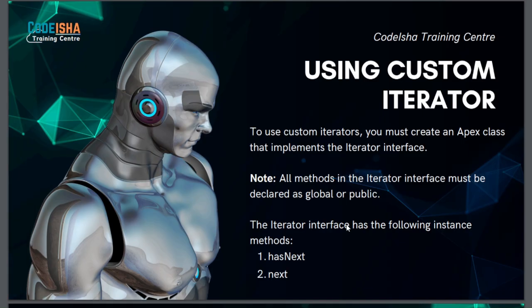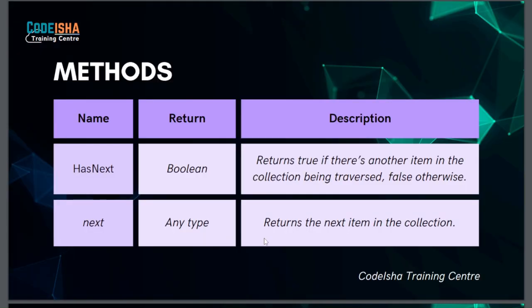Coming to using the custom iterator, you must create an Apex class that implements the Iterator interface. Note that all methods in the Iterator interface must be declared with the global or public access specifier. The Iterator interface has the following instance methods: number one is hasNext, and number two is next. See here the method descriptions.